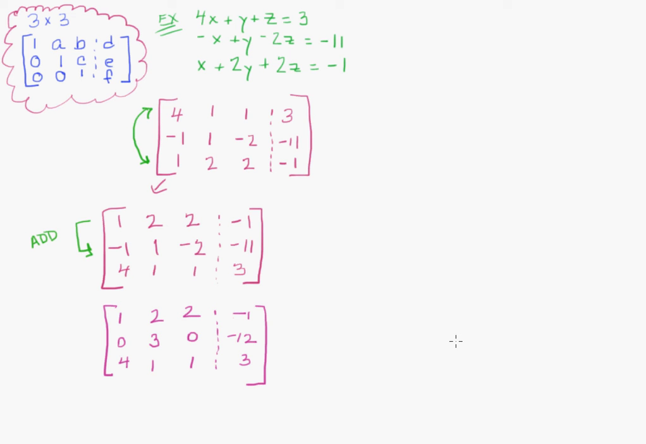3 by 3 matrix using row operations. Look in the upper left-hand corner. We are trying to get a diagonal of ones with zeros to the left, and these numbers A, B, C, D, E, F, they can be anything.